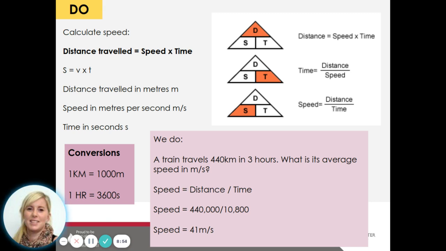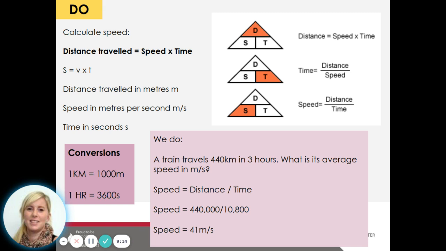A train travels 440 kilometers in 3 hours. So I'm going to add 3 noughts to that distance because I'm not allowed to use kilometers for this equation. I have to use meters. So I just add the 3 noughts. And then in terms of the time, I know that 1 hour is 3,600. So I just times that by 3 and I work out the speed.